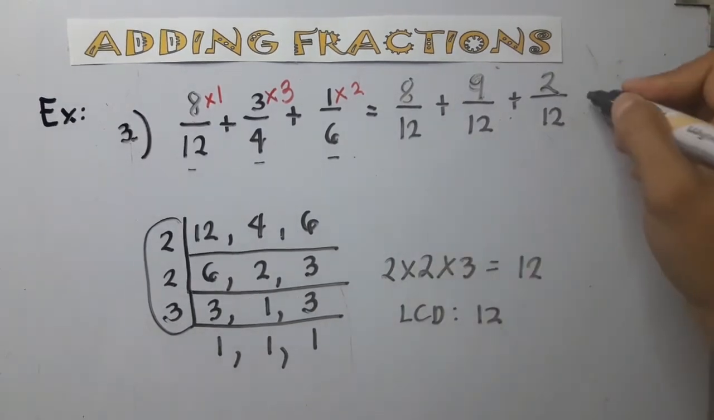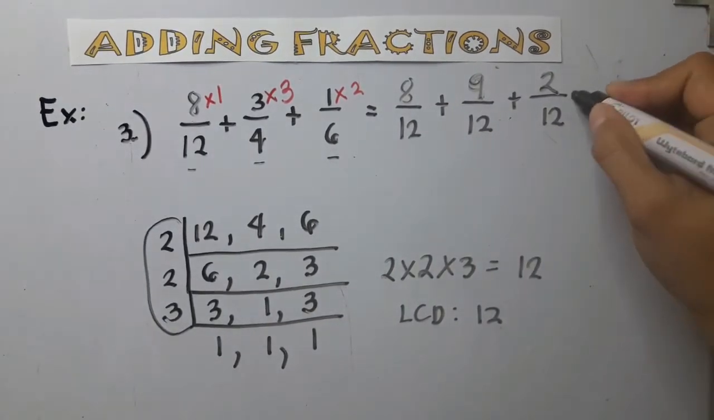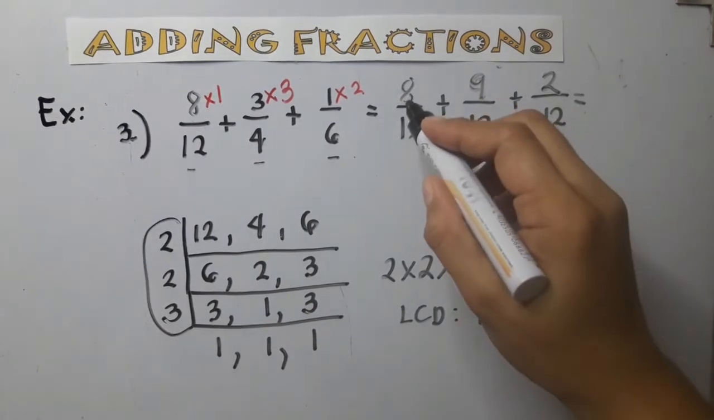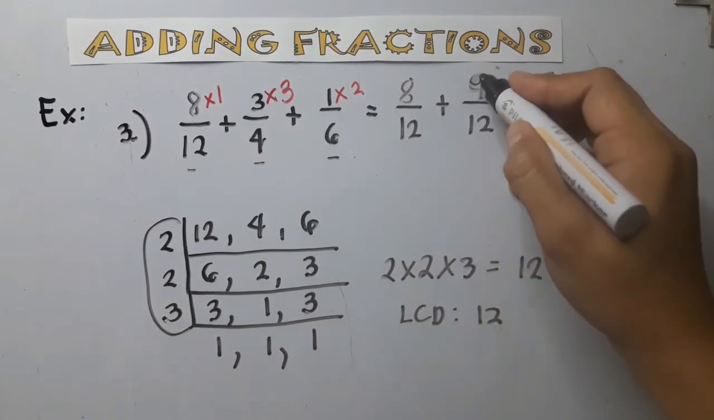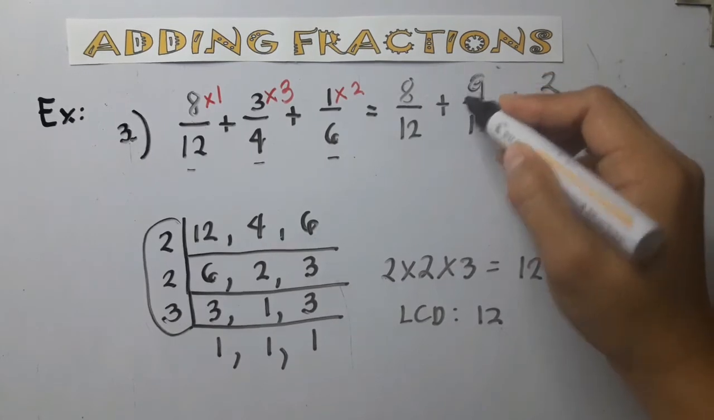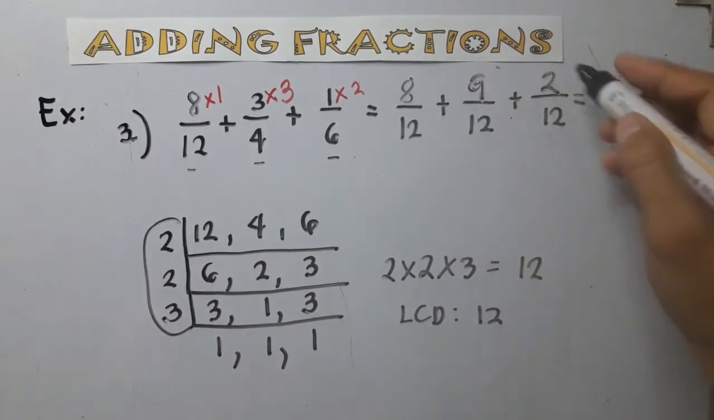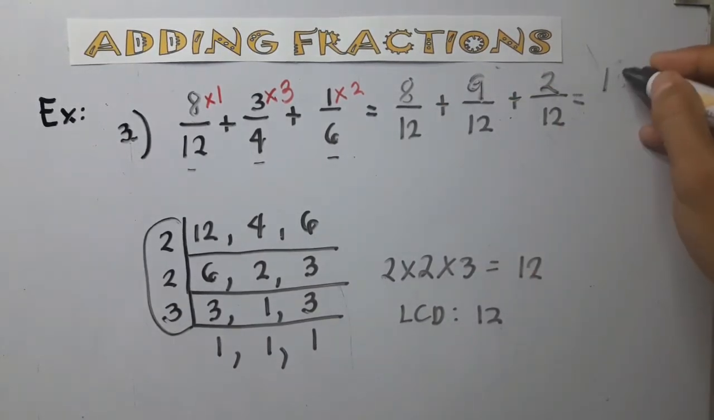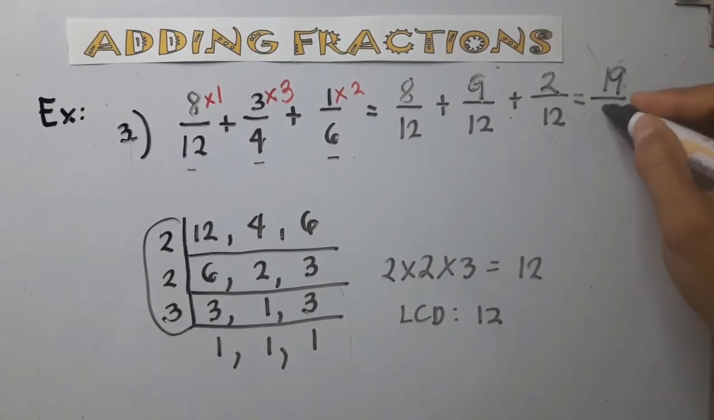So they are now similar fractions. So we can now add them. 8 plus 9 is 17, plus 2. The answer is 19 over 12.